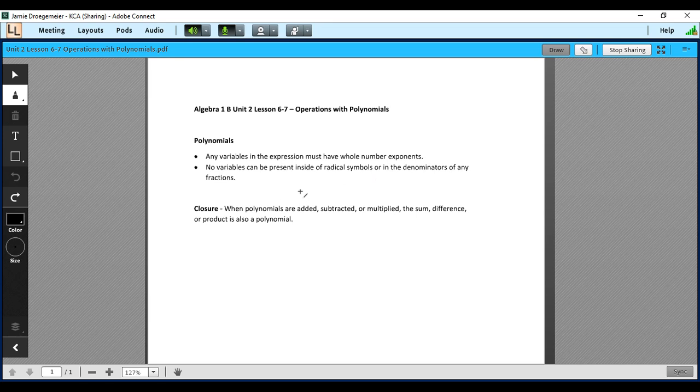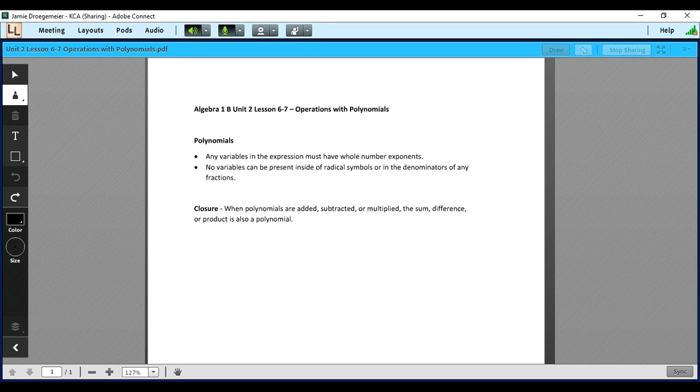So with that understanding, what we find is that polynomials have closure for addition, subtraction, and multiplication, which means that if I add, subtract, or multiply two polynomials together, then my sum, difference, or product, which are the results of addition, subtraction, multiplication, is also going to be a polynomial.